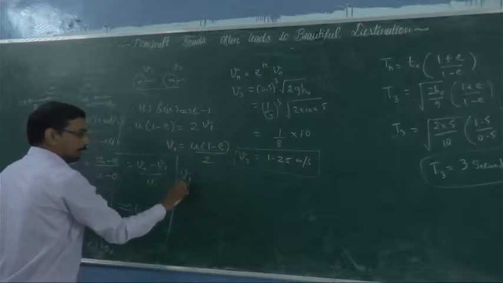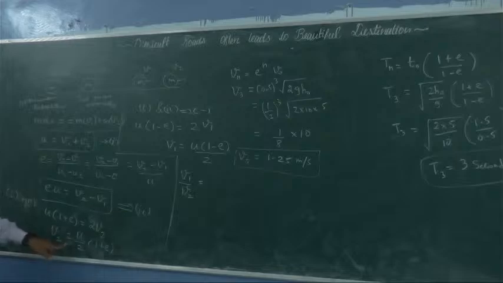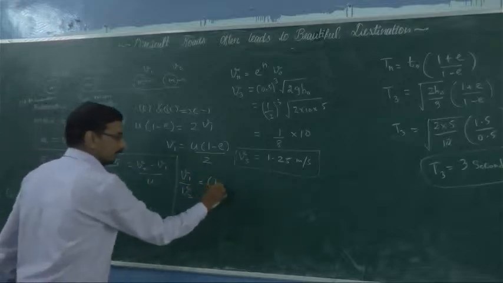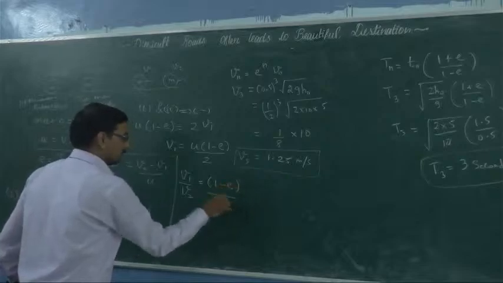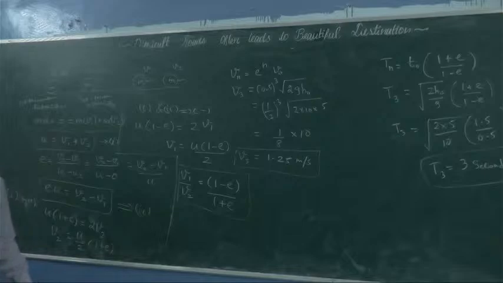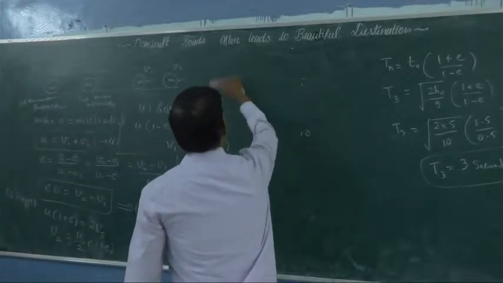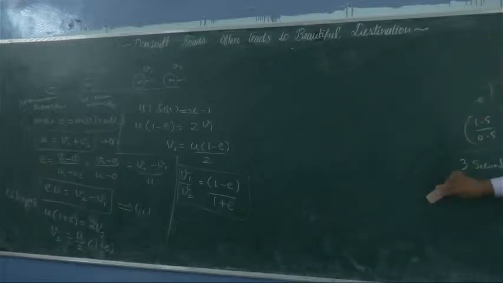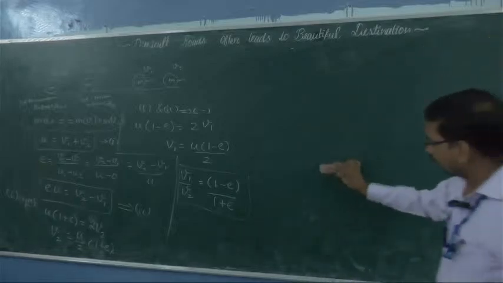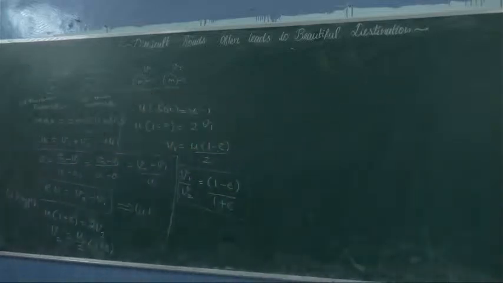Now we need the v1 by v2 ratio. Here we have the v2 value and here the v1 equation. When we divide them, u by 2 and u by 2 get cancelled. So the remaining answer is (1 minus e) by (1 plus e). This is the velocity ratio of the two objects after collision in terms of the coefficient of restitution. Write it down. The question is: find the ratio of the velocities of the two objects after collision, as shown in the figure, in terms of the coefficient of restitution.